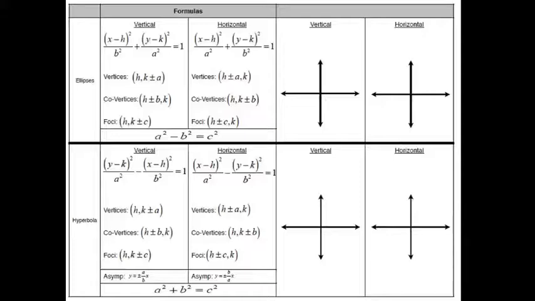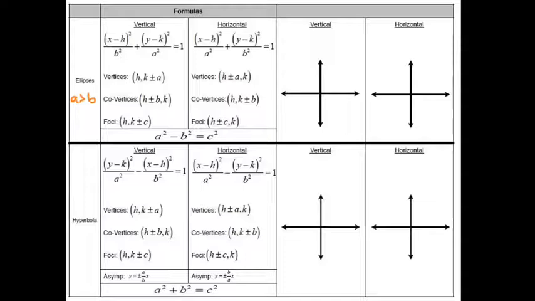Now we got our ellipses. Look at these ellipses. You see how it kind of looks like a circle? It kind of does, huh? Except the A and the B, the two denominators, are not the same. It's not r squared and r squared like our circle. And it's important to note with the ellipses that A is greater than B.